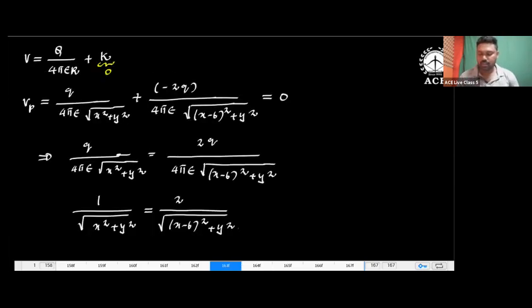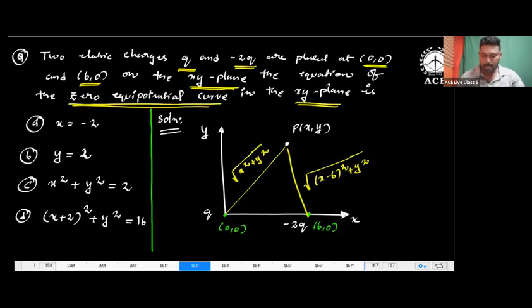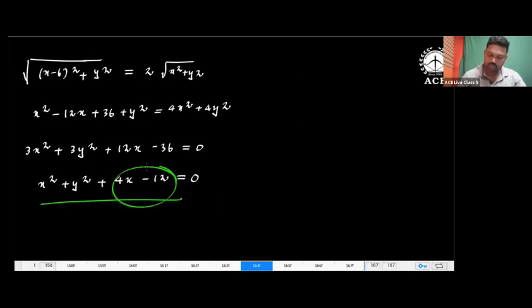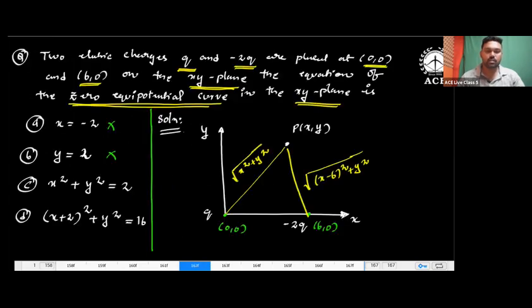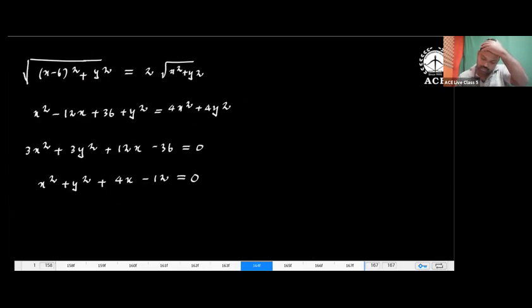Go back and see the options, beta. This is not the answer. This is not the answer. Not even this one. Why? Because some extra terms are there. Okay, so this is not the answer. What is the answer? This is the answer. Let us try to adjust that one according to the options, beta. Can I adjust like this? x square plus 4x plus y square is equal to 12.